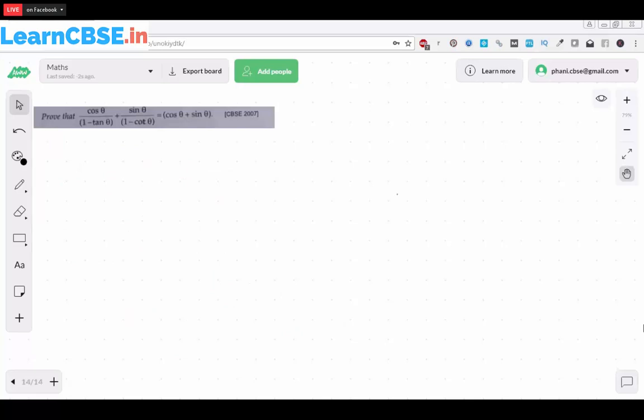Cos theta by 1 minus tan theta plus sin theta by 1 minus cot theta equals sin theta plus cos theta. We have to prove it is sin theta plus cos theta. So what we can do here, we can convert the tan and cot into sine and cos. So that will give you cos square theta by cos theta minus sine theta, plus sine square theta by sine theta minus cos theta.